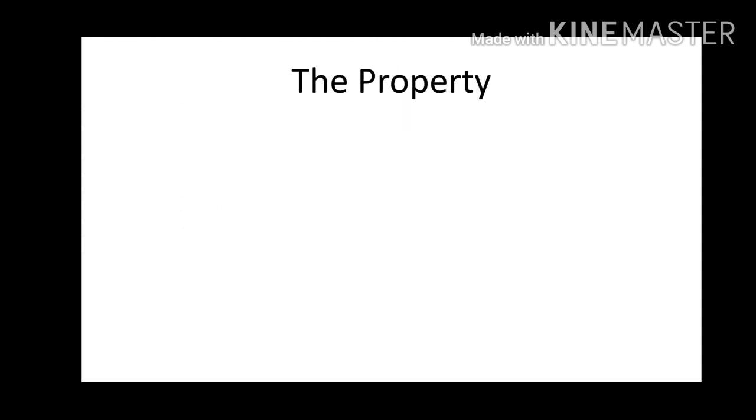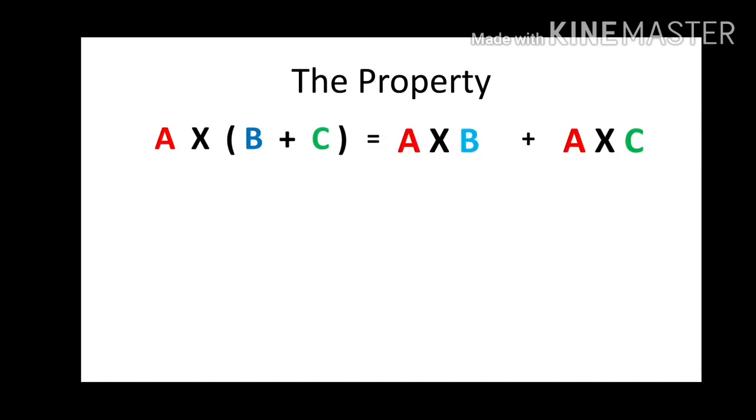So the property. Now we can say that A multiplied by B plus C can be written as A multiplied by B and A multiplied by C. Here we can see A is multiplied with B, again A is multiplied with C, because B and C form one group, that is B plus C. So B plus C is repeated A times. So A times B plus C. Both B and C have to be written A times. So A times B plus A times C.